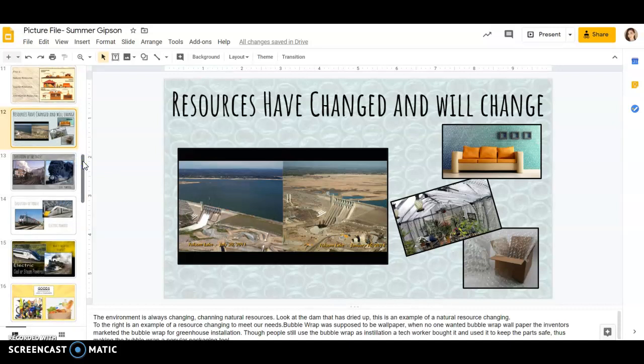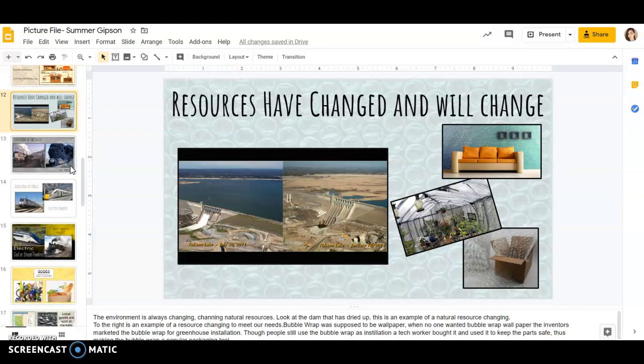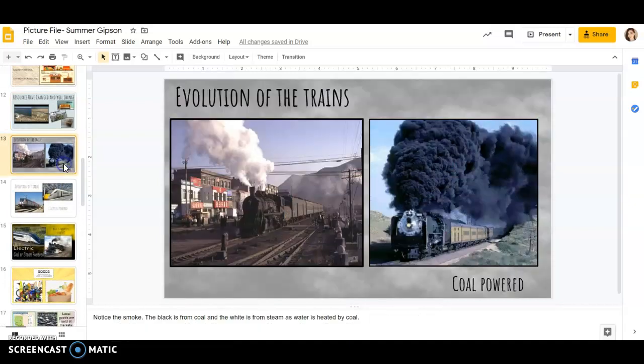And people still use that today, but most importantly, there was a tech guy that came along and he decided it would be better as a packaging tool. And so he packed computers, and that's why we use it today as a packing device.